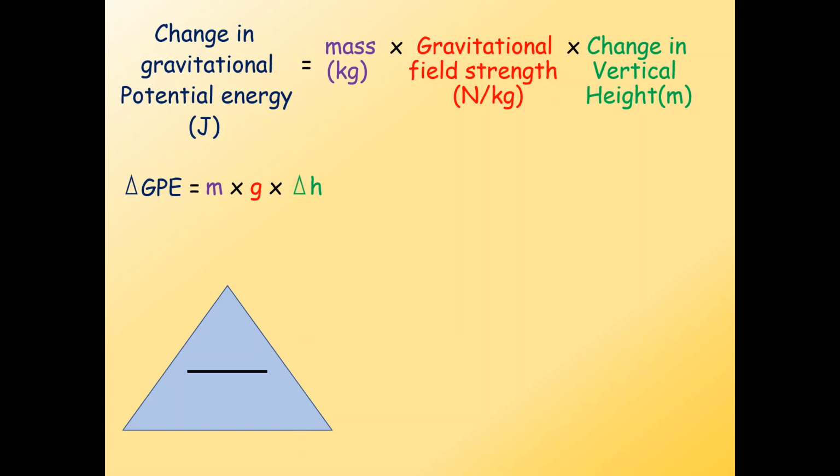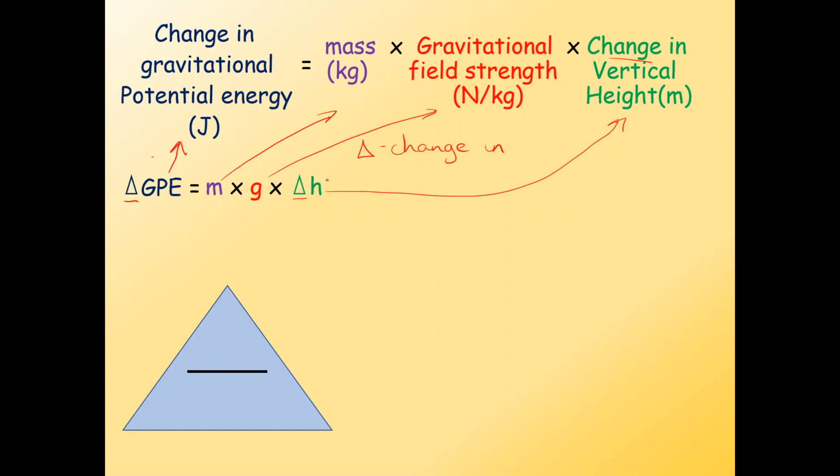Okay, so I wanted to draw attention to this symbol here, this little triangle. This is the Greek letter delta, and it means change in. So we've got the change in gravitational potential energy, we've got mass, we've got gravitational field strength, and then we've got the change in vertical height.